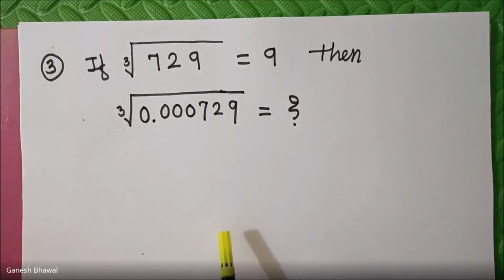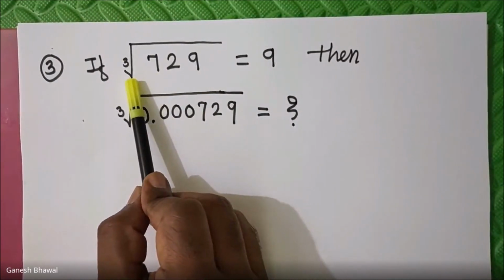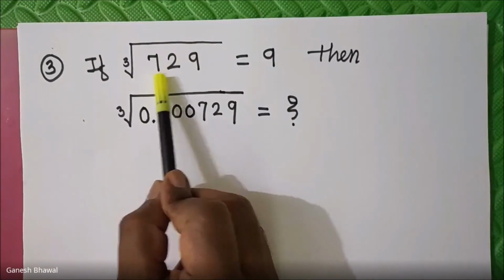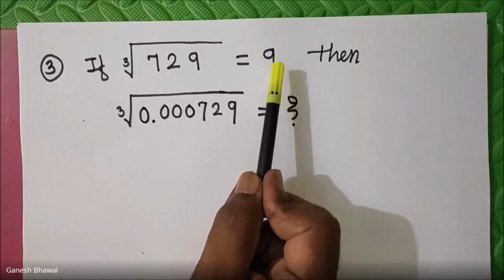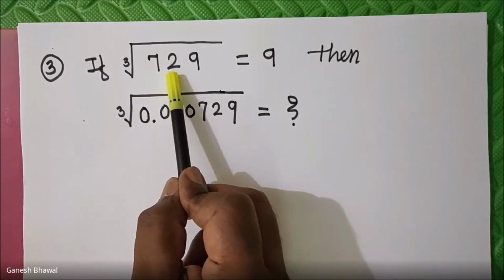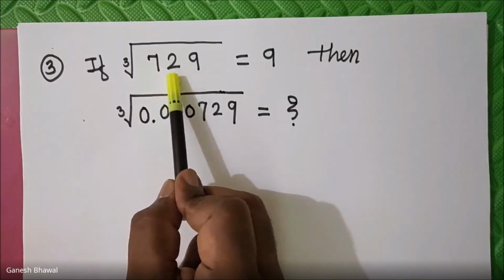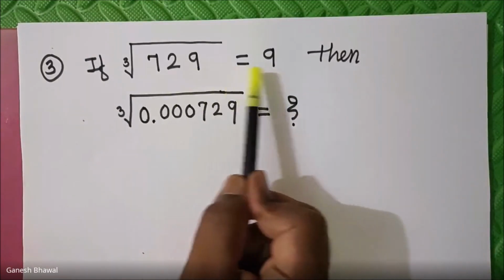In the first part of the question, one number is given under cube root and its answer is given. The meaning of this is that the cube root of 729 is 9. 9's cube is 729 and 729's cube root is 9. Understand what I'm saying?